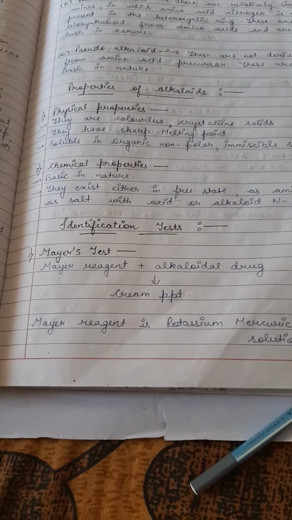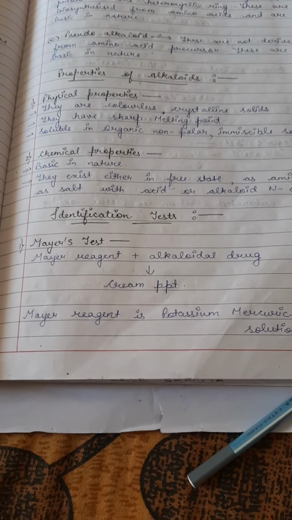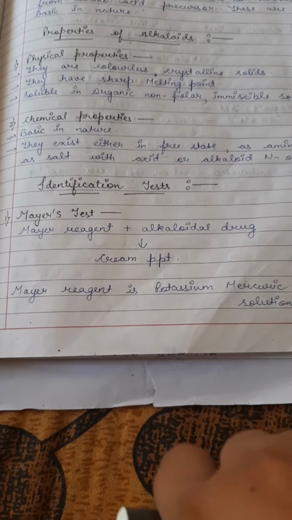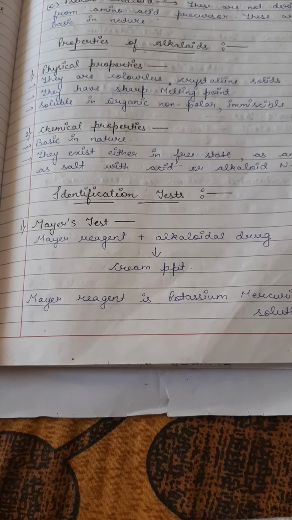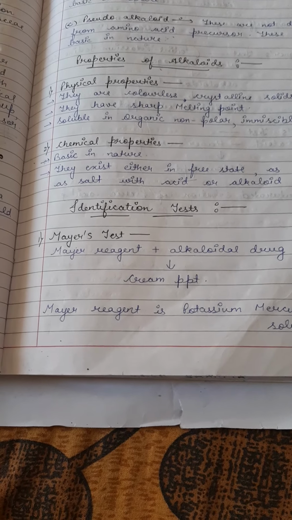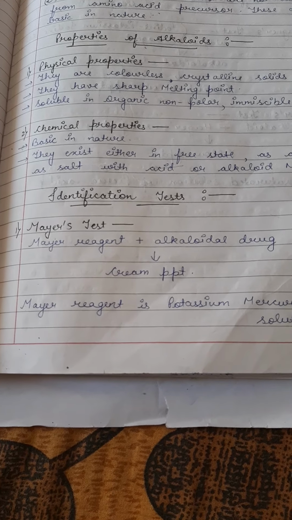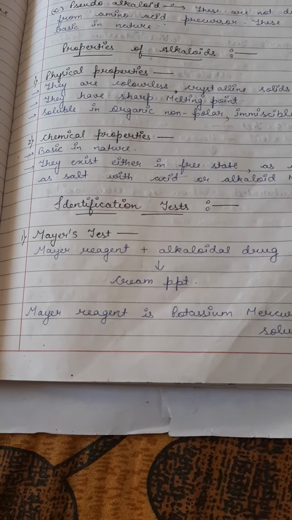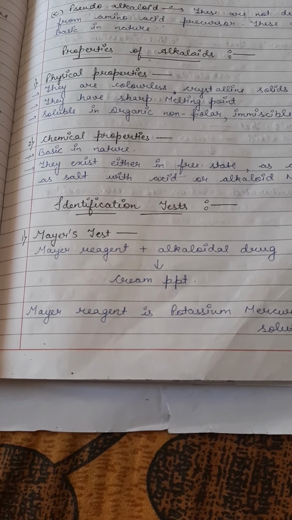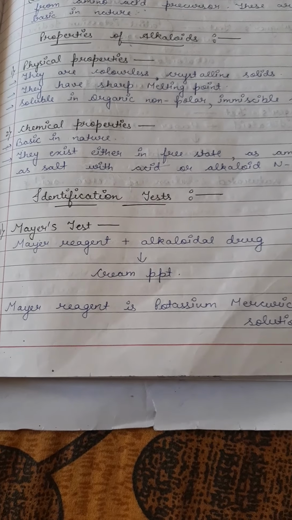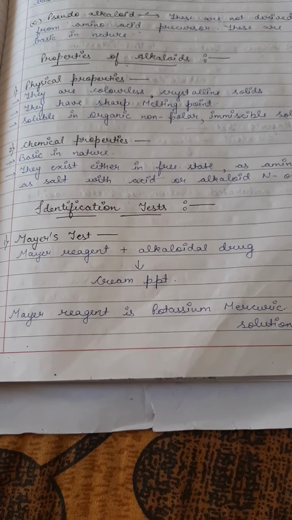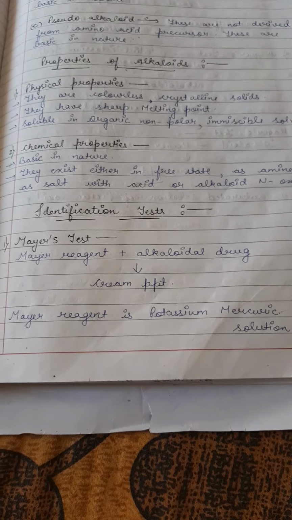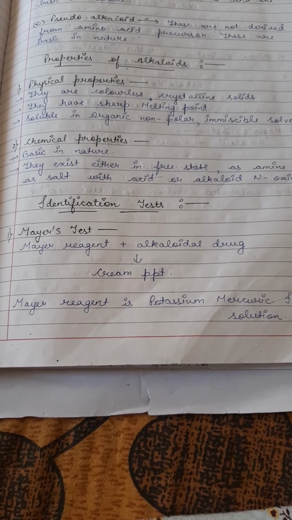Now, in this lecture, we'll discuss the properties as well as the identification tests of alkaloids. In a previous lecture, we discussed what alkaloids are and how we can classify them. Now we'll discuss how we can identify whether the given sample we have is basically an alkaloid. So first is the properties of alkaloids.